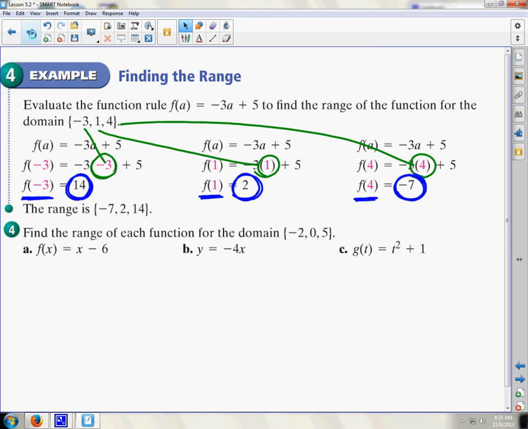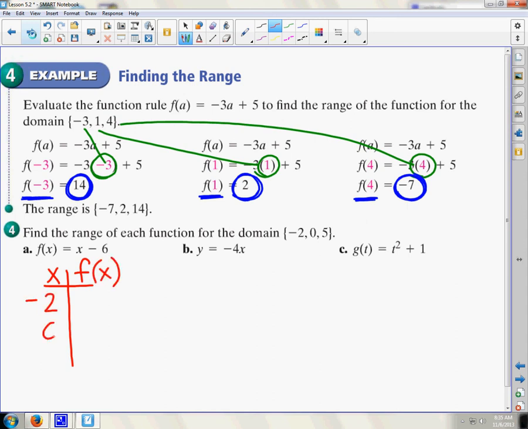So let's do A. So f of x equals x minus 6. So I'm going to do x here, and then f of x in this column. So then I have negative 2, 0, and 5. So then what I do is I put negative 2 and I minus 6, so that equals negative 8. 0 minus 6 is negative 6. And 5 minus 6 is negative 1.